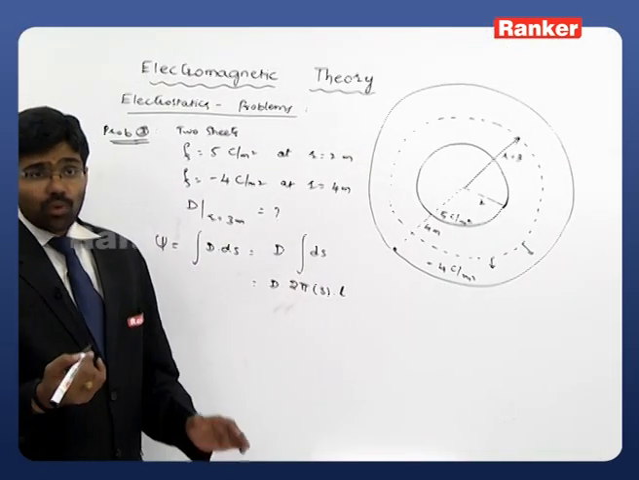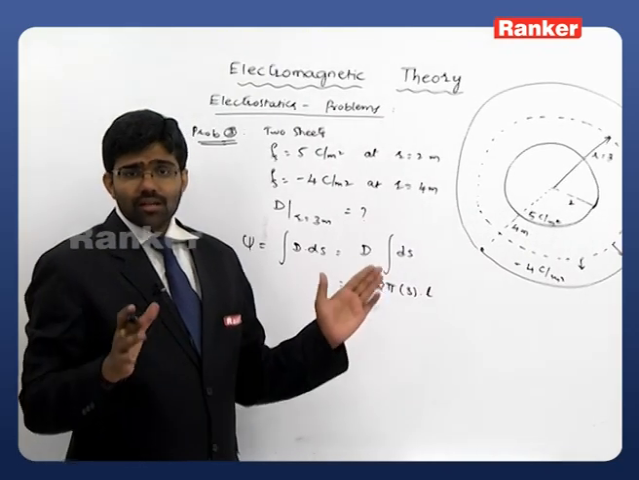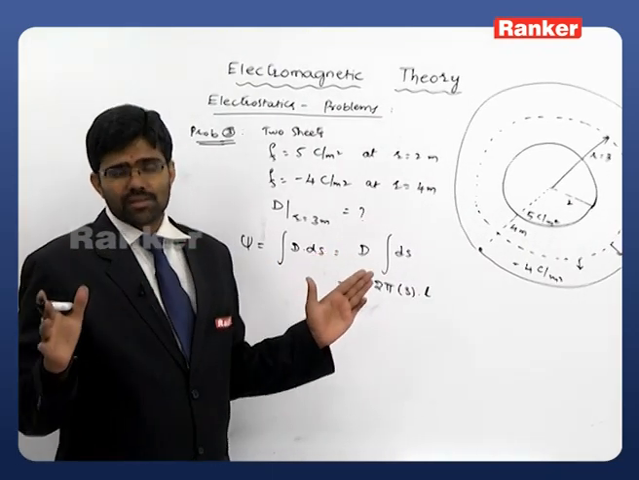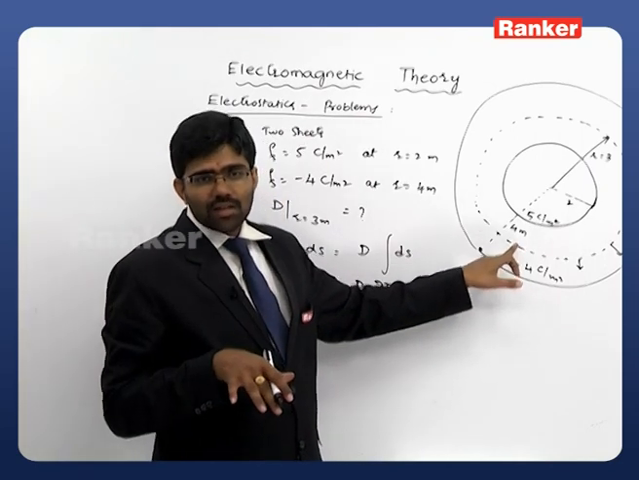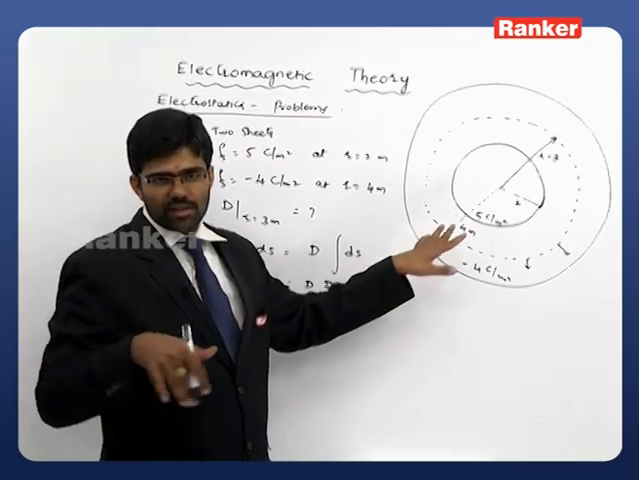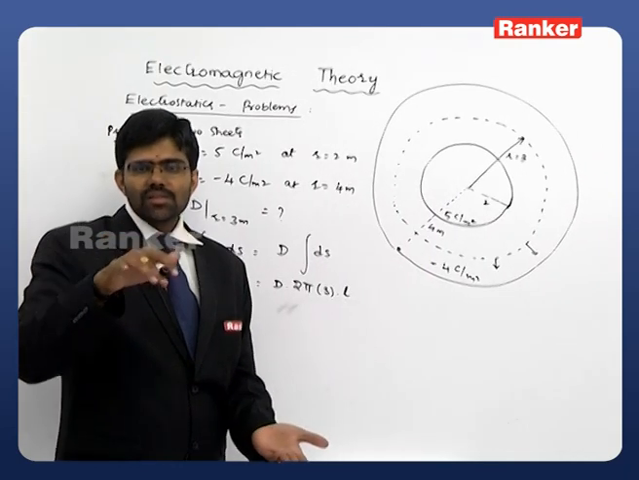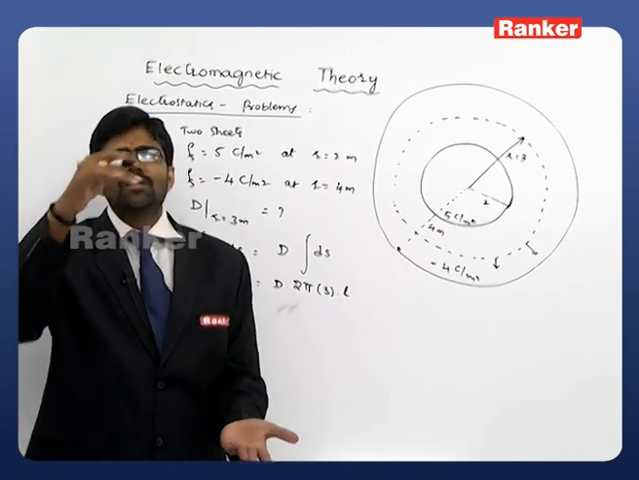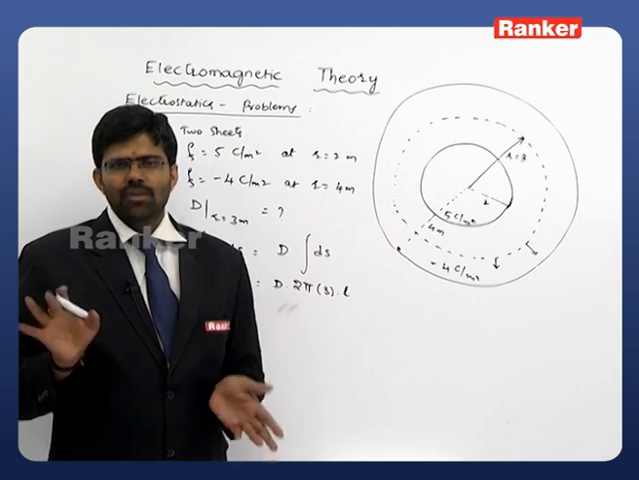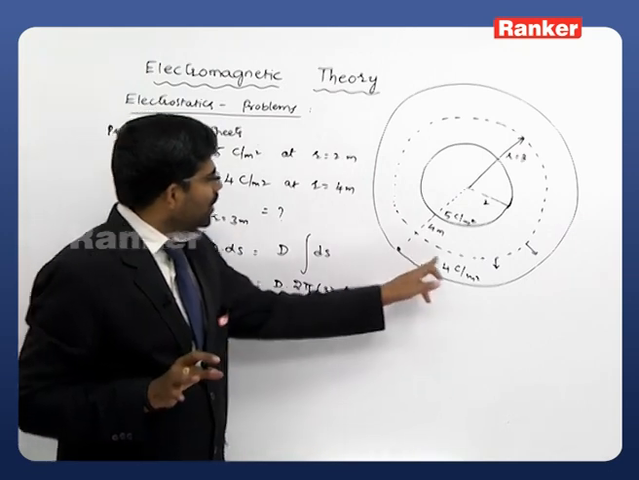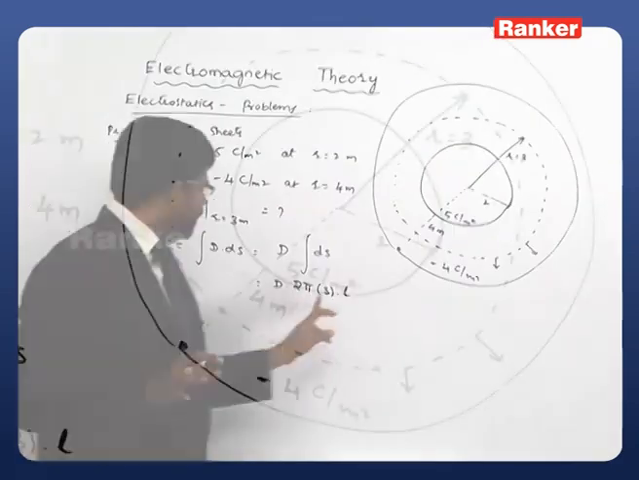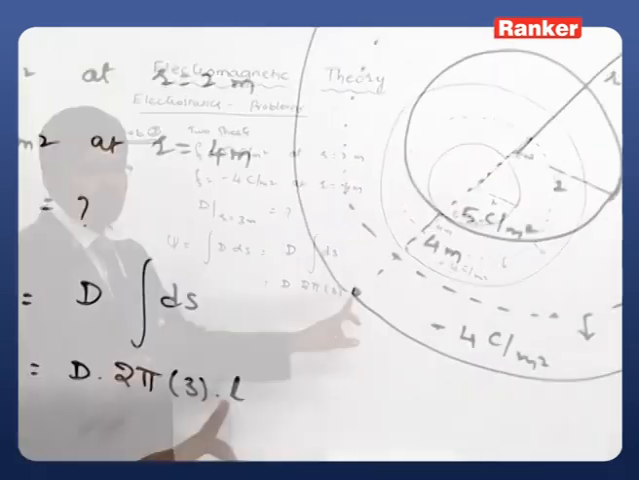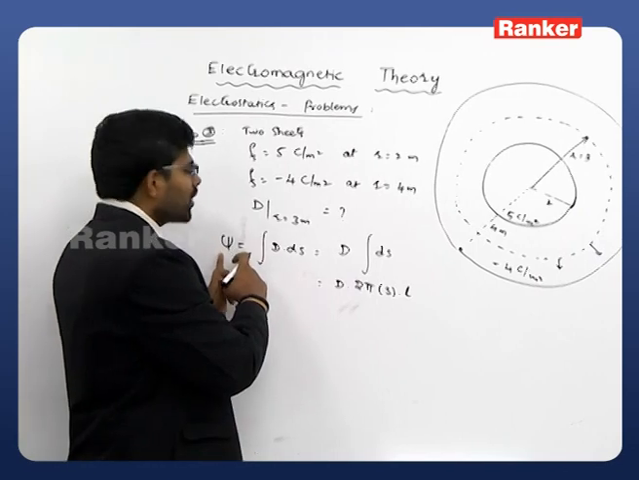So, clearly observe what I am doing here. I am trying to calculate the total flux leaving through the surface. That surface is a Gaussian surface that I am assuming. That Gaussian surface actually has three surfaces, a curved surface, top and bottom. Since D is radially outwards, the top and bottom were neglected. Already we discussed that one, and I am taking only the curved surface. So the curved surface area is equals to 2 pi into 3 into L. This is the total flux leaving.